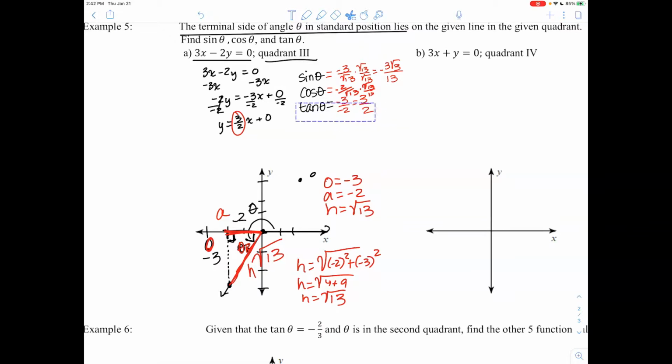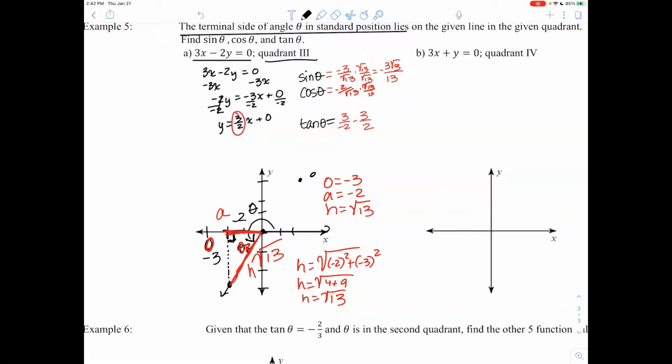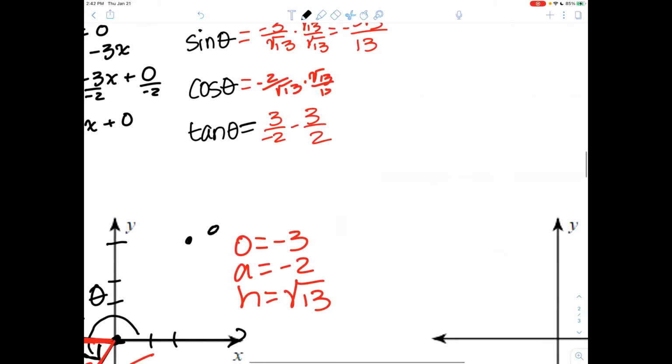I'm going to just drag this stuff down here a bit. Okay, so we have more room. I apologize. Probably can't even see what's happening on the screen. There we go. All right, zooming in. So times the square root of 13 over the square root of 13. So that would be negative 2 square roots of 13 over 13.